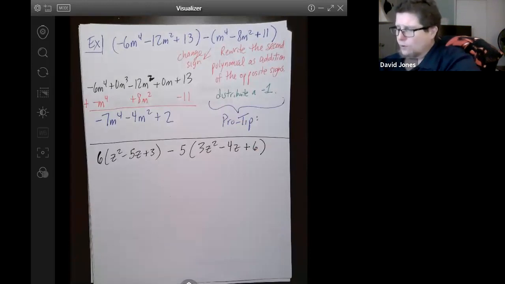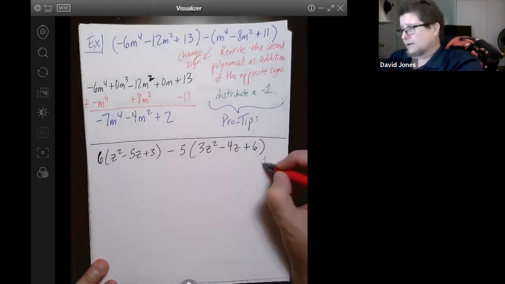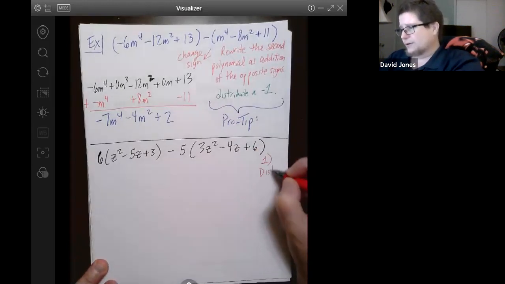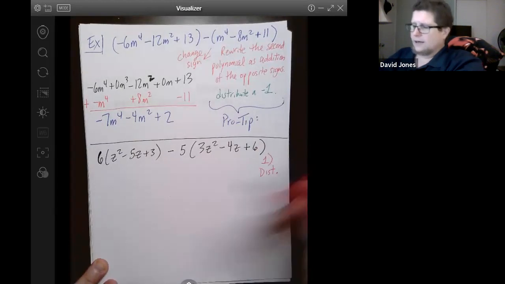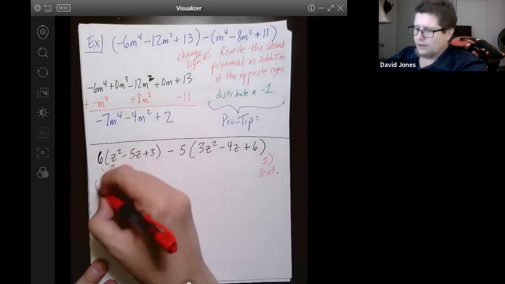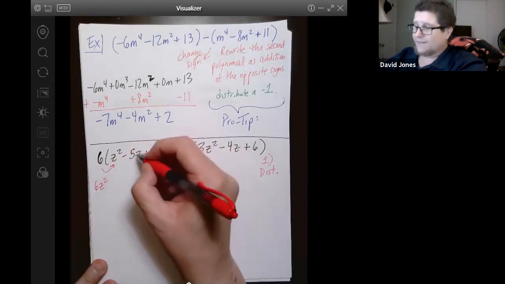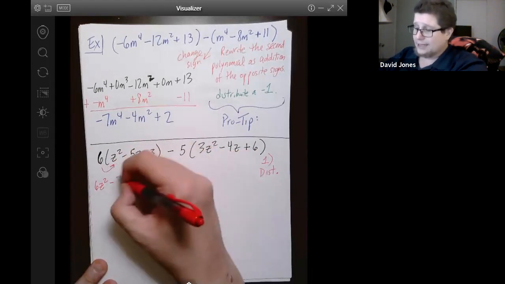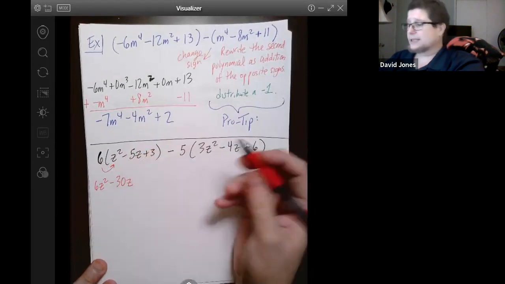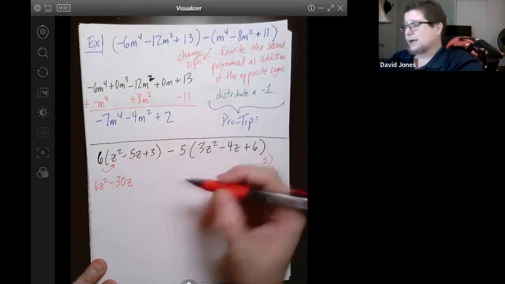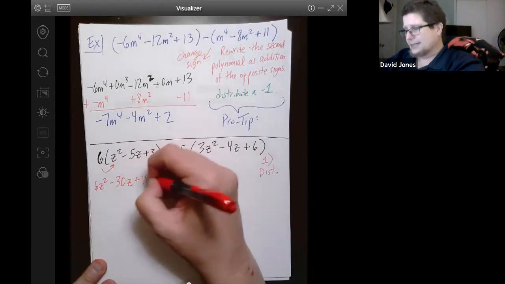Okay, so step 1, let's distribute. So 6 times z squared is 6z squared. 6 times negative 5z is negative 30z. We multiply the coefficients, multiply the numbers, and 6 times 3 is 18.